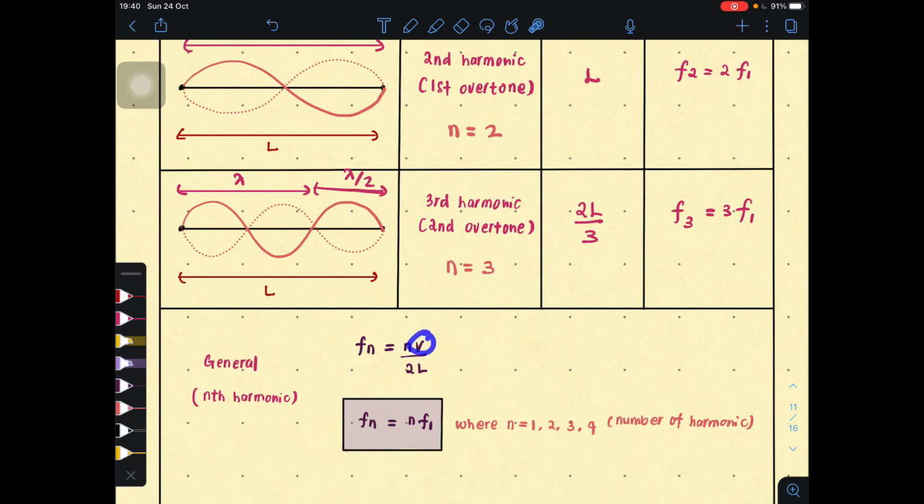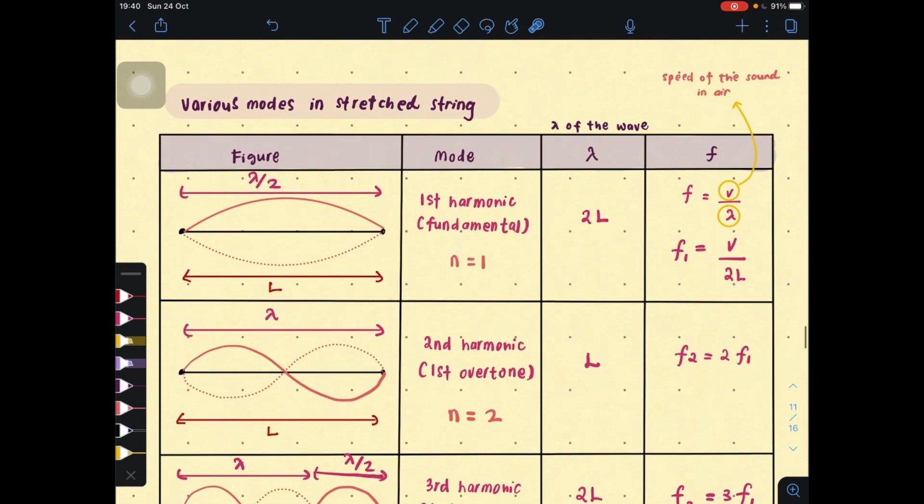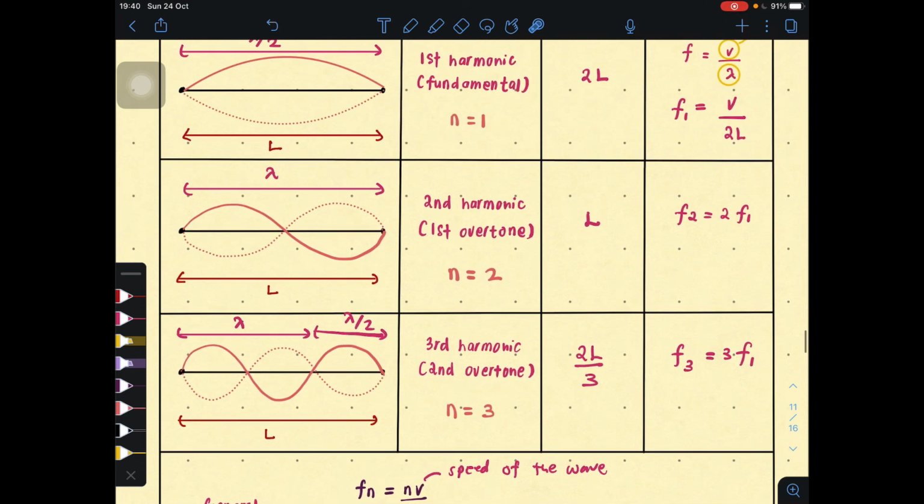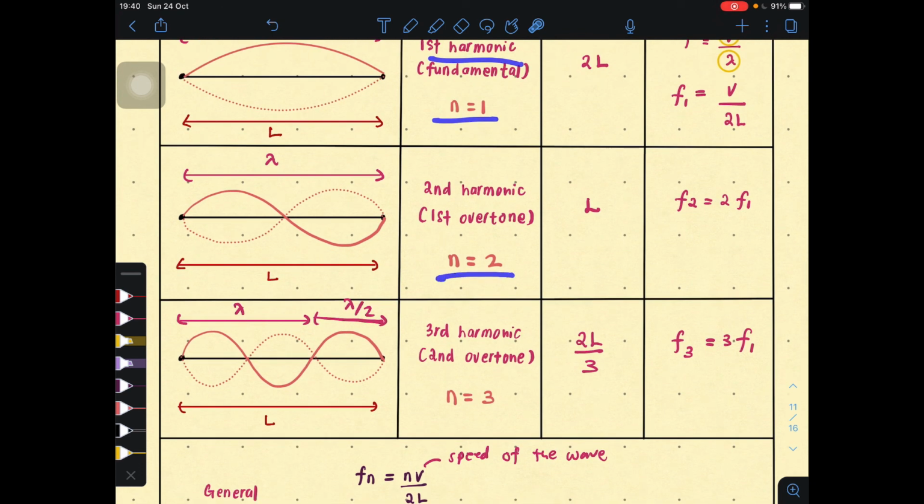Where V here is the speed of the wave. It's the speed of the wave, not the speed of the sound. Okay, it's different. So, here we will use the speed of the sound. For here, we will use the speed of the wave. And the value n here is the value for the harmonic. So, for example, first harmonic, n equals 1. Second harmonic, n equals 2. Third harmonic, n equals 3.